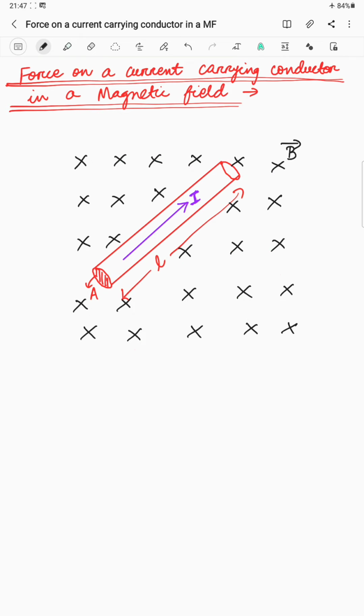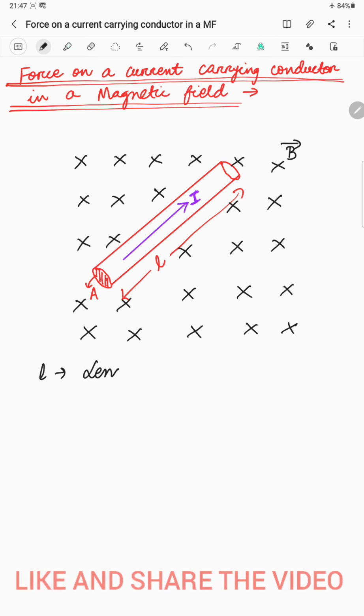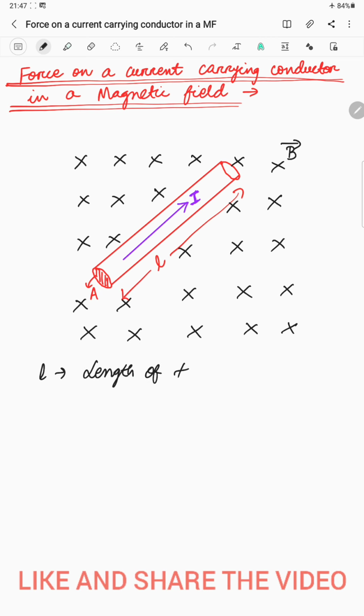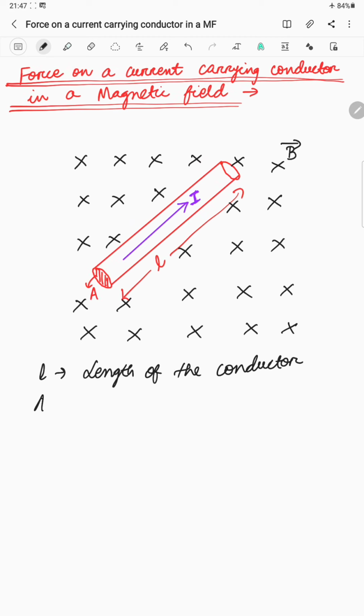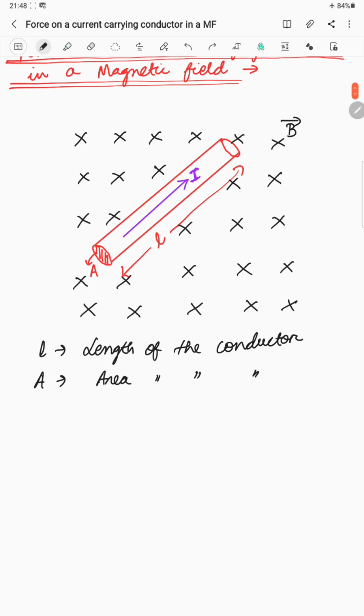So here I have already taken a conductor whose length is L. L is the length of the conductor, and A is the area of the conductor. Here the magnetic field is into the plane of the paper, and the current direction also I have shown. Now if I consider a single charge present in the conductor, it will experience a Lorentz force.